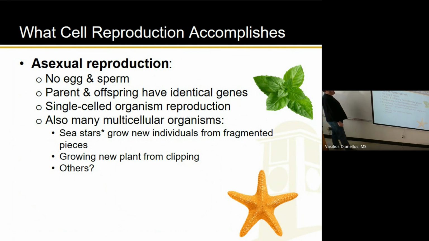Asexual reproduction is how single-celled organisms reproduce, and it is also used by many multicellular organisms. So we already gave you some examples, right? Sea stars, clippings from a plant. You can look up others, I said others with a question mark because you can look that up for independent work. What are some other examples of multicellular organisms that can reproduce via asexual reproduction?